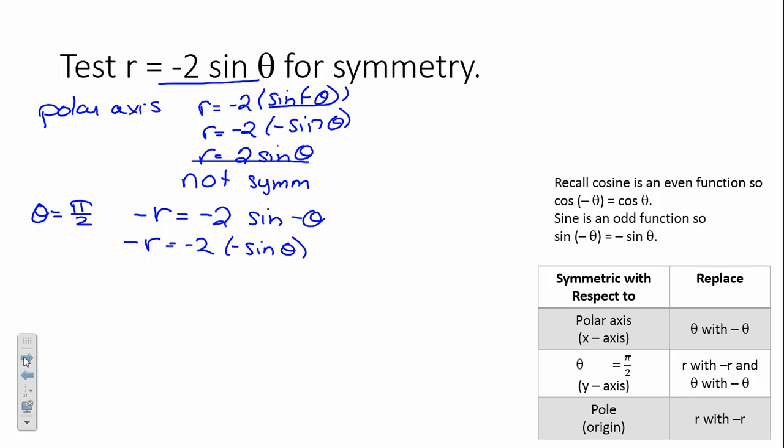A negative times a negative is positive, right? So if negative r equals 2 times the sine of theta, and I want to get the r to make the equation look like the original, r will be dividing by a -1, -2 sine of theta. Does this match my original equation? Yes, so it is symmetric with respect to theta equals pi over 2.